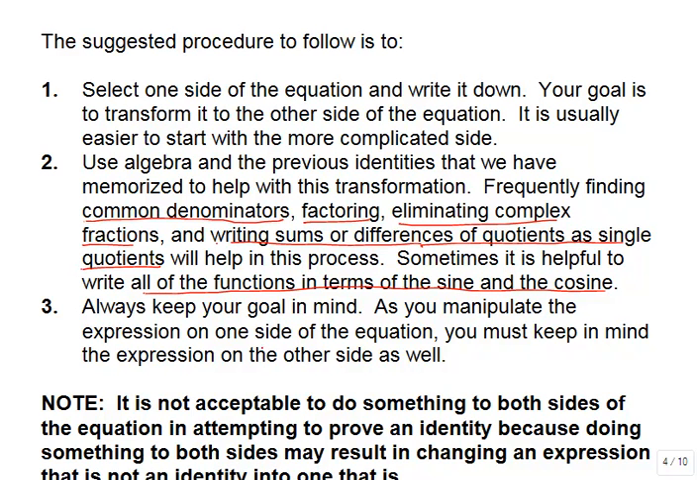And third, always keep your goal in mind. As you manipulate the expression on one side of the equation, you always want to keep in mind what it is you're trying to turn it into, and that will help you decide what steps to take.